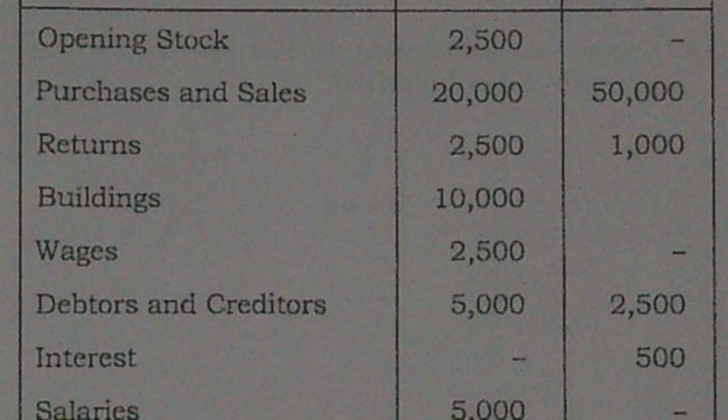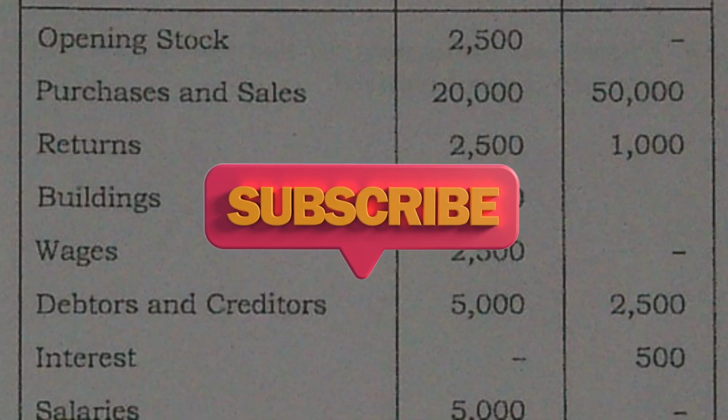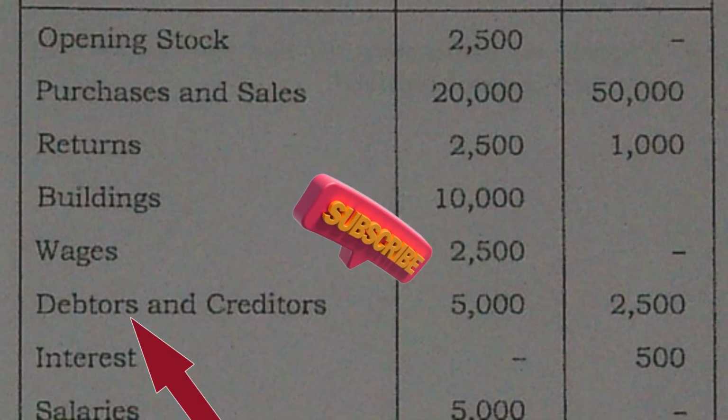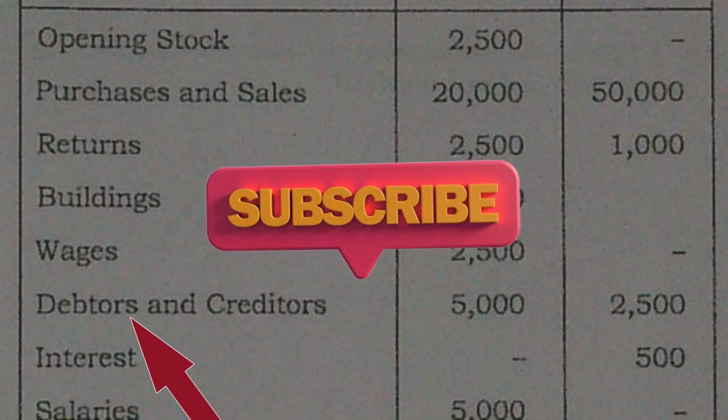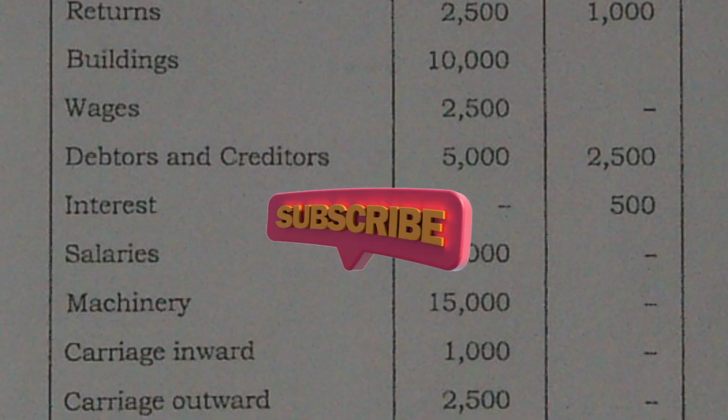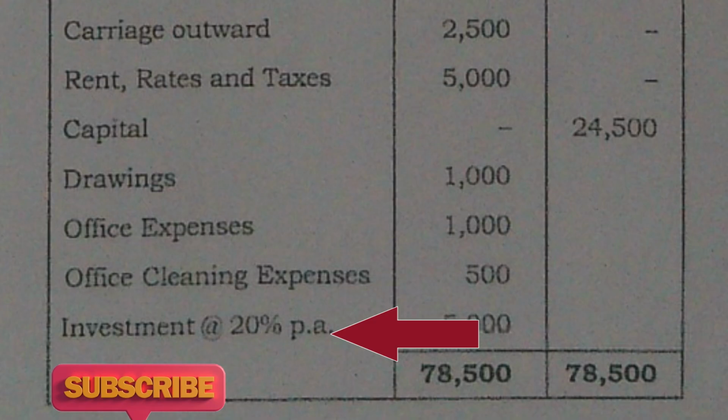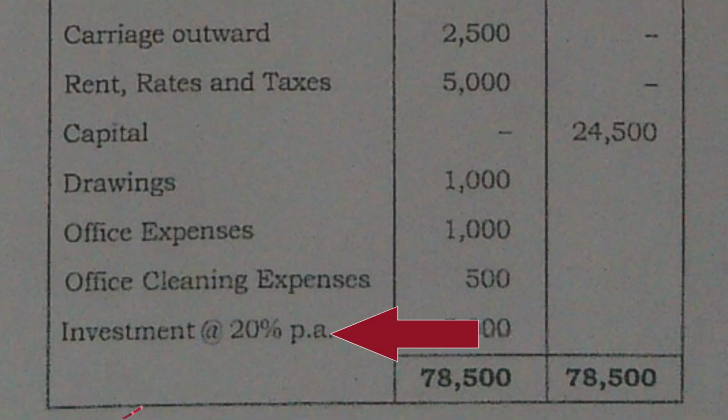Purchase represents a debit balance, sales represents a credit balance. Similarly, debtors represent a debit balance, creditors represent a credit balance. So debtors is an asset and creditors is a liability. And there is an investment, which is carrying 20% interest.